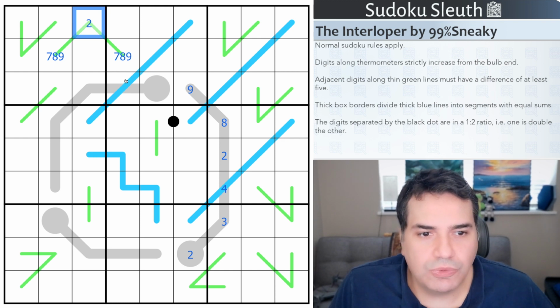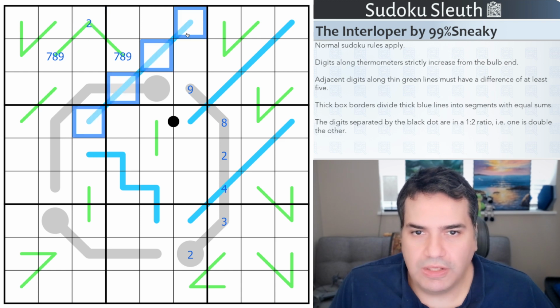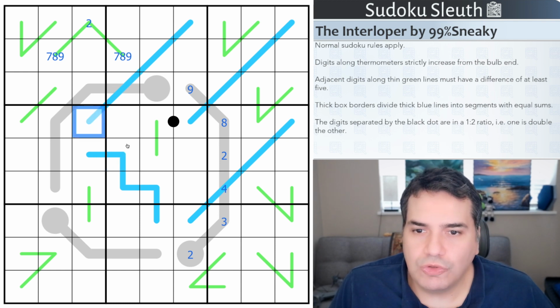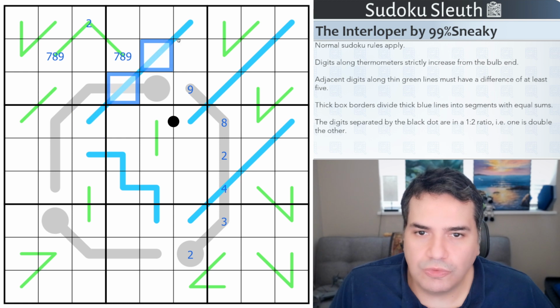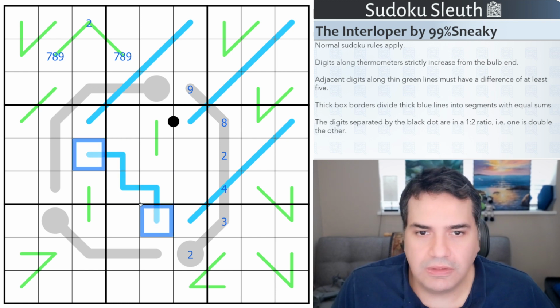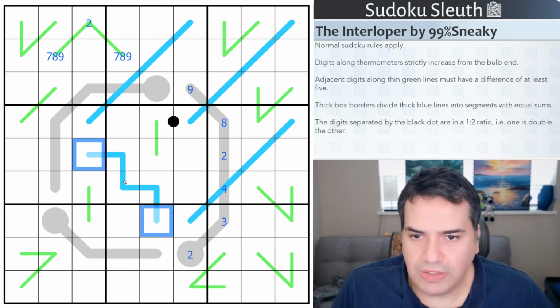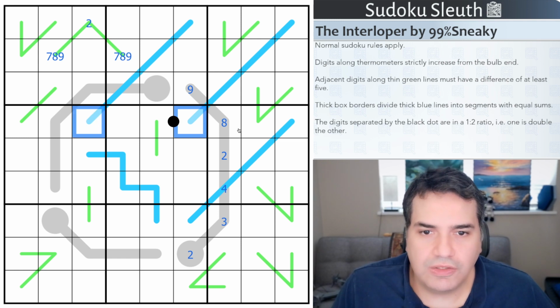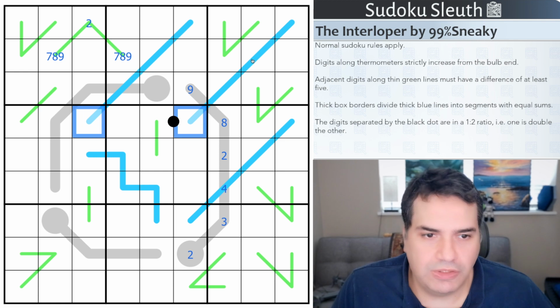We also have thick box borders divide the thick blue lines into segments with equal sums. So essentially this blue line here is divided by this thicker black line, different box lines. So whatever this cell is, it must be the sum of all of these 3 cells. Same is true for this line. So this is a value which is equal to the sum of these 3 cells, and it's also the same value in here. Clearly, not all the lines have the same total, because these 2 cells can see one another, these 2 cells can see one another, so the lines have no real connection other than Sudoku between each other. So that's region sum lines.